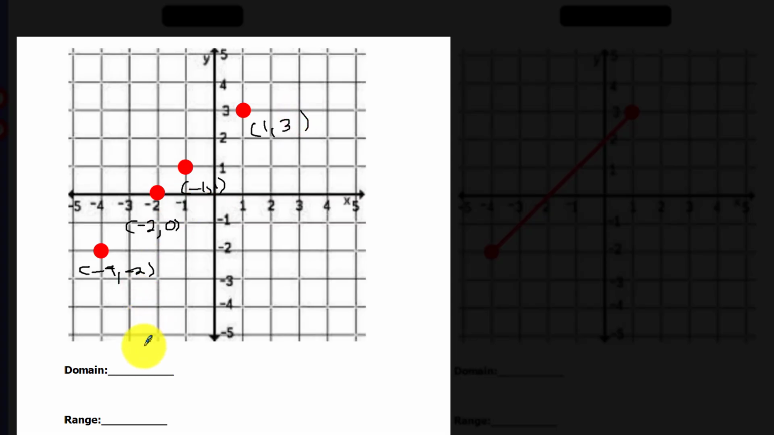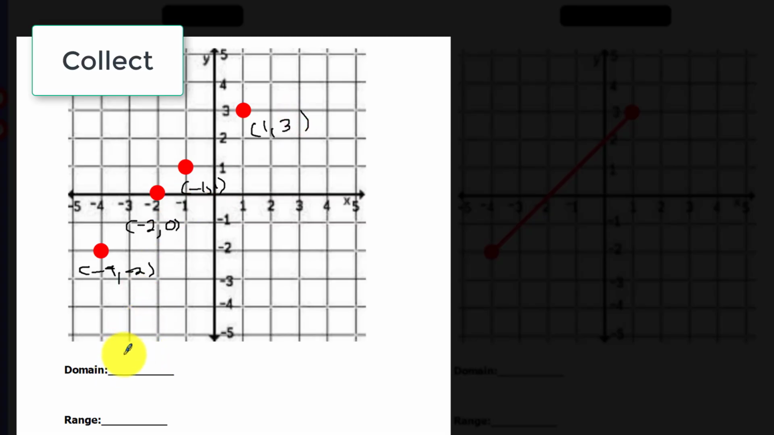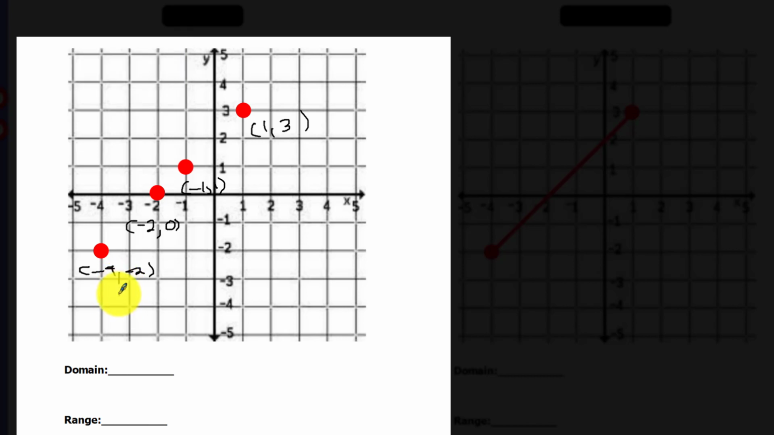So if I'm going to collect all the possible x values of these 4 points, we will have -4, -2, -1, and 1. And then we are going to include our curly braces.